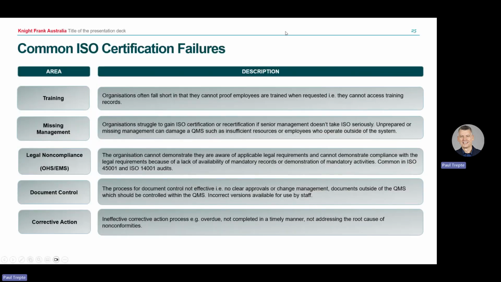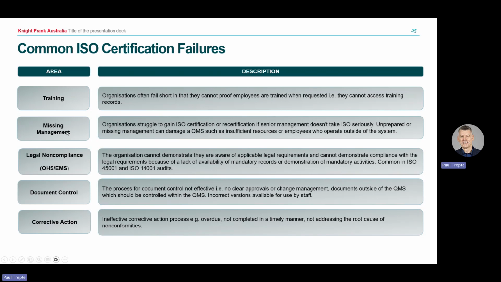So, some of the common ISO certification failures. The standards, all of the standards, are very focused on training. So organizations often fall short in that they cannot provide proof that employees are trained when requested. They cannot access training records. That's a very common one, and we've had that so many times, and it's an easy win for an auditor to identify people who haven't been trained, especially if that training requirement is a legal requirement.